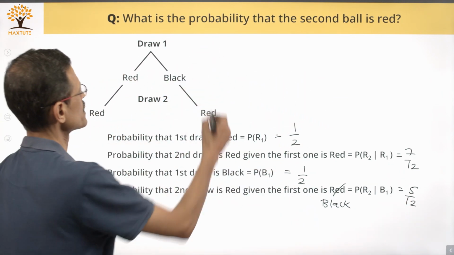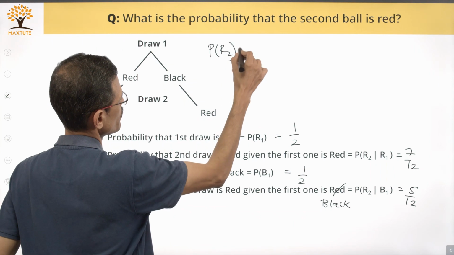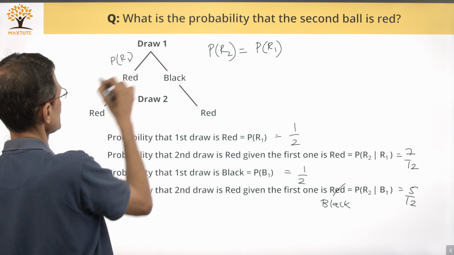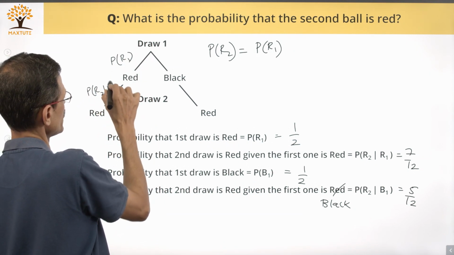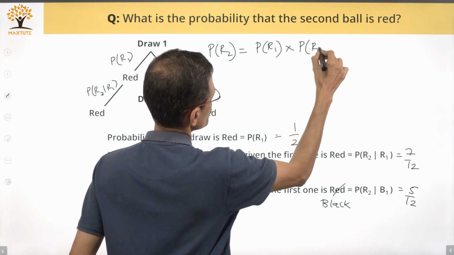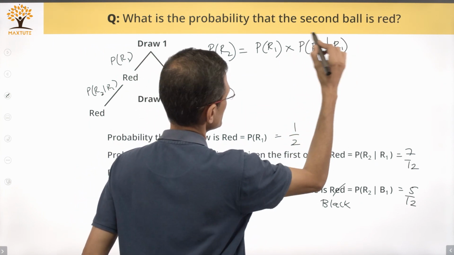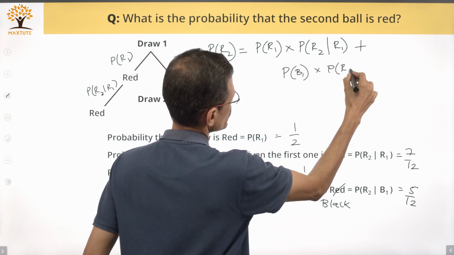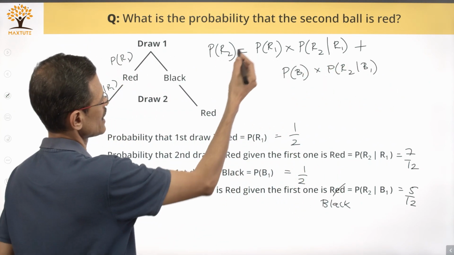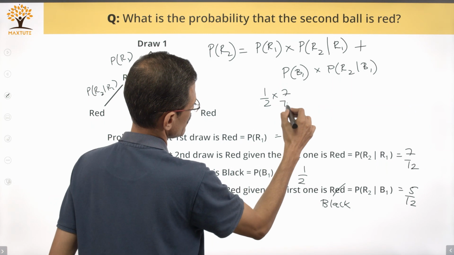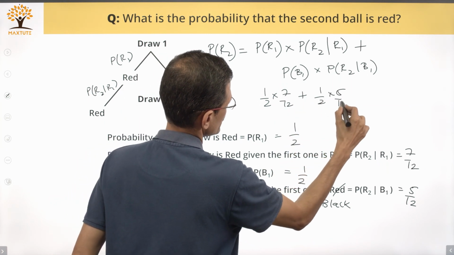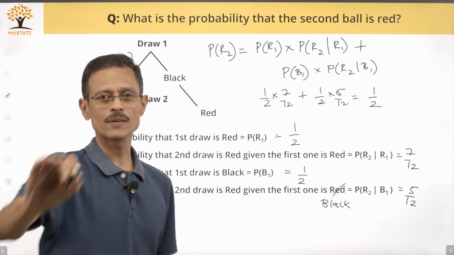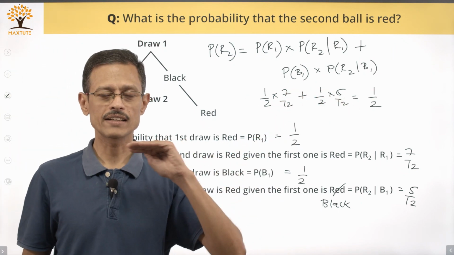And then I'm going to write the steps here. So you'll say P of R2 is the same formula that we wrote. P of R2 is equal to P of R1 times P of R2 given R1, the second ball is red, given the first one is a red, plus the probability the first ball is a black times P of R2 given B1, and then write the values, right? This is half times 7 by 12 plus half times 5 by 12 is equal to 1 by 2, right? 1, 2, 3, 4, 5, 6. 6 steps you get. Probably this is a 3-mark question, you'll get full marks for this, right?